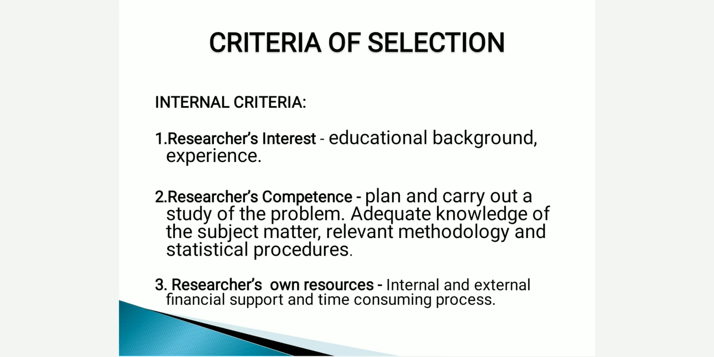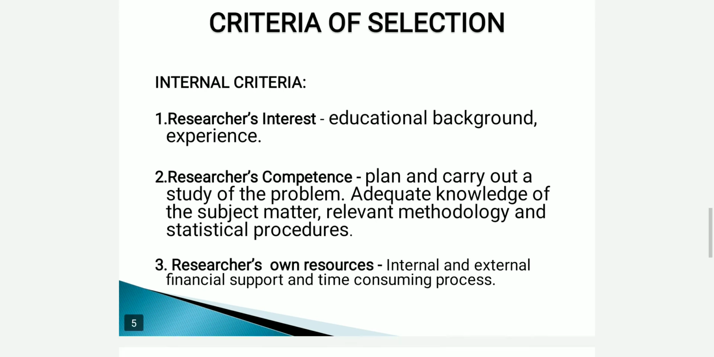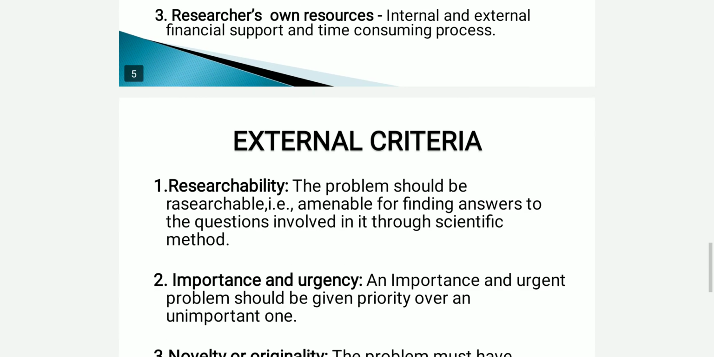Next one is the researcher's own resources. What resources are available to the researcher? For example, internal and external financial support, and time. Sometimes it is a 6 month project or a 1 year project, and time is very important among the researcher's resources. Next, what are the external criteria?